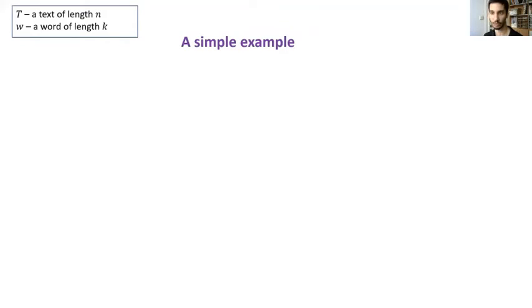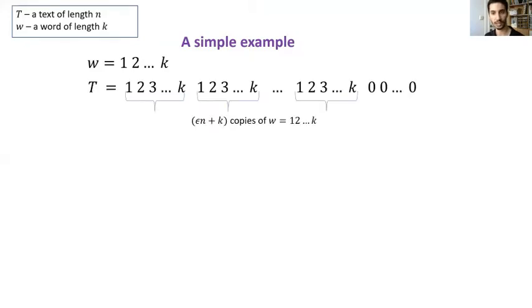To gain some intuition about our results, we begin with a simple example. So let W be a word that does not contain repetitions. So without loss of generality, we can assume that W is 1 up to K. And let T be just epsilon n plus K repetitions of W, and the rest filled with zeros.